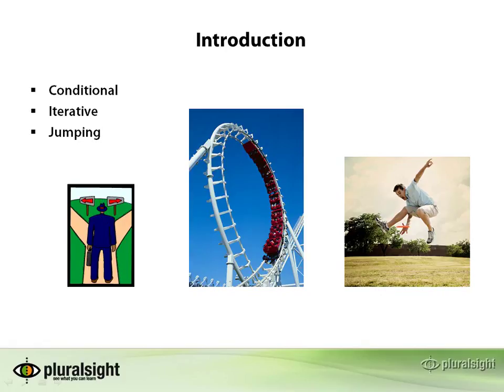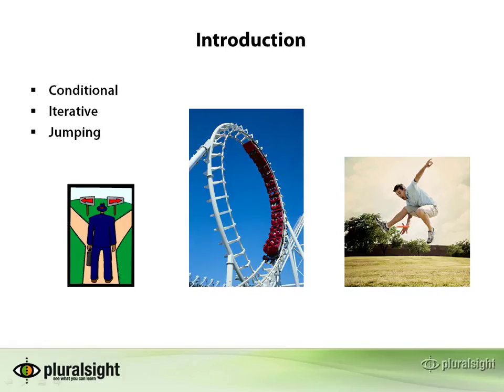The next type of control statement that we're going to look at is an iterative control statement. An iterative control statement is basically just a loop. And we're going to look at several different kinds of loops in Java and see how we can construct the loops and how we can both enter and exit the loops.